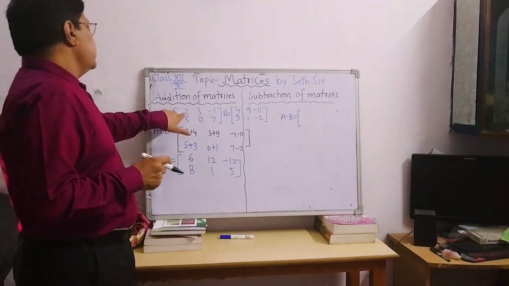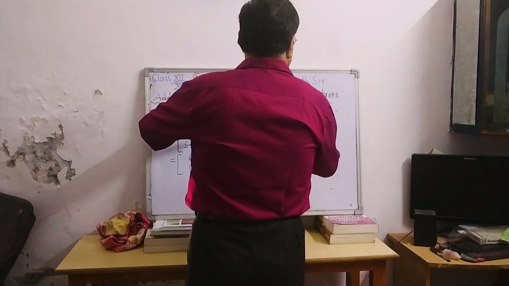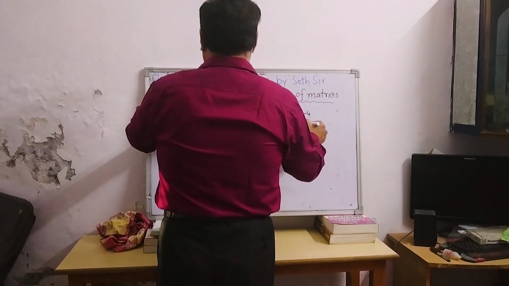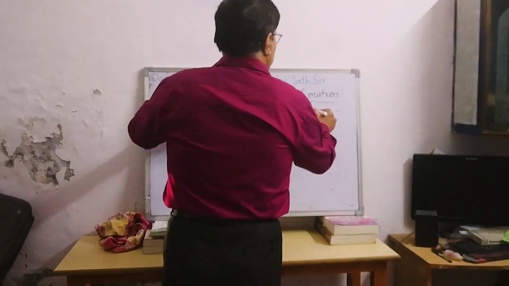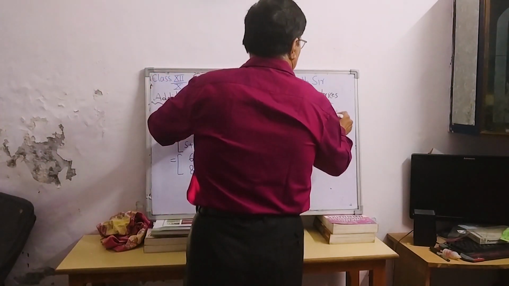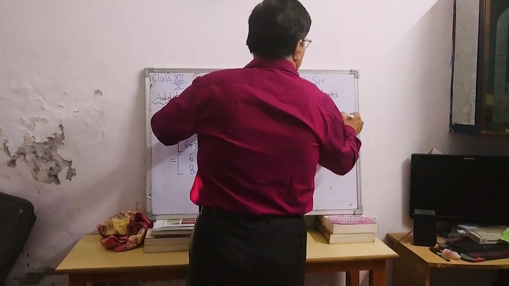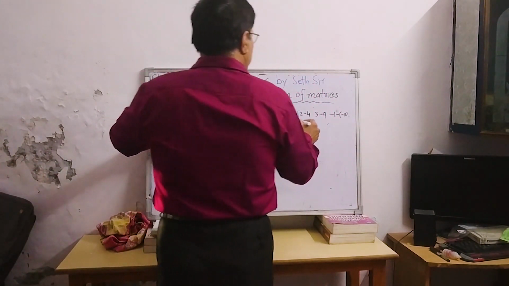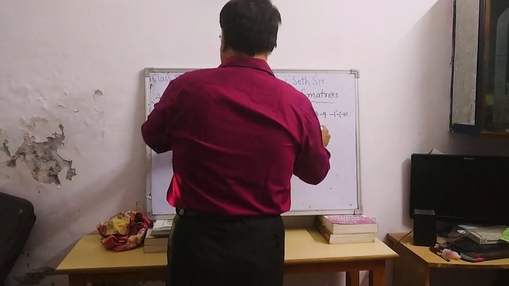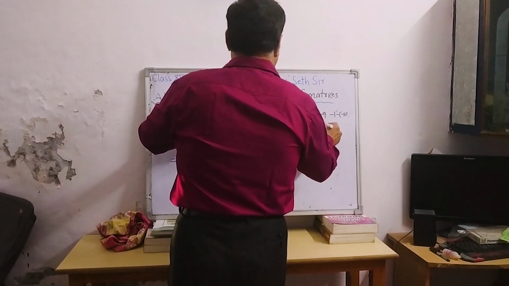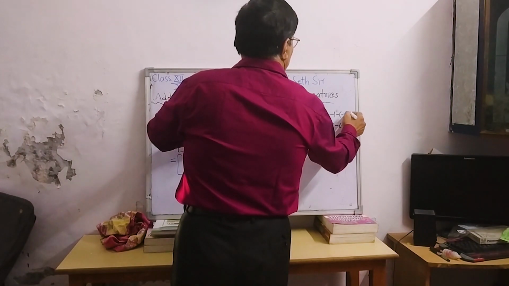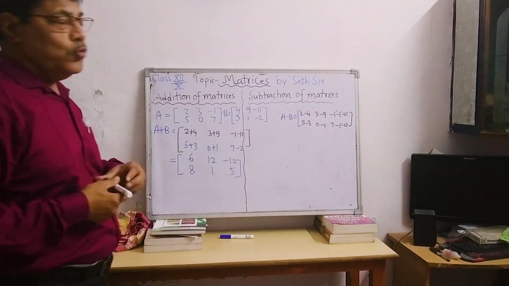look here, the first element is 2 minus, its first element is 4, so minus 4. Then the second element is 3 minus 9. It's minus 1, then minus, minus 11. Clear? Now this is 5, here it is 3, minus 3. This is 0, minus 1. This is 7, minus, minus 2. Close it. Use this bracket. So this is how you will subtract it.